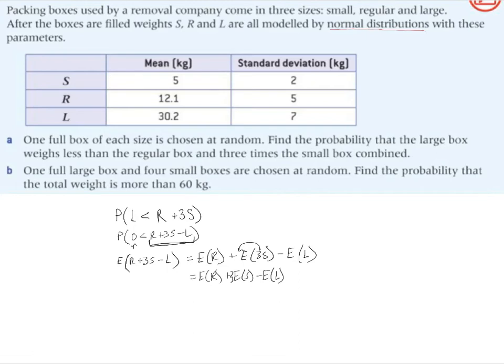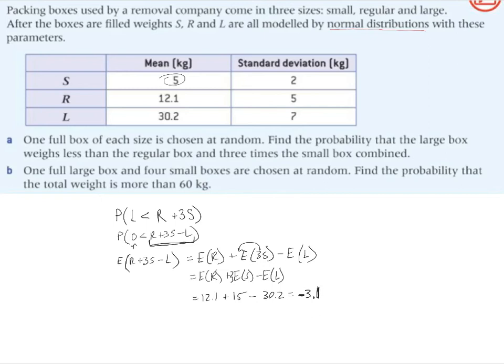We've got the expected value of R being 12.1. We've got 3 times the expected value of S. The expected value of S was 5 up there, so 3 times 5 is 15. And then the expected value of L is 30.2. And so we get a value of negative 3.1. Just like that. Lovely.